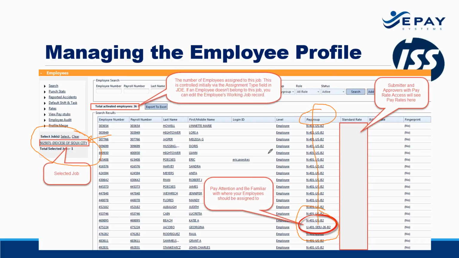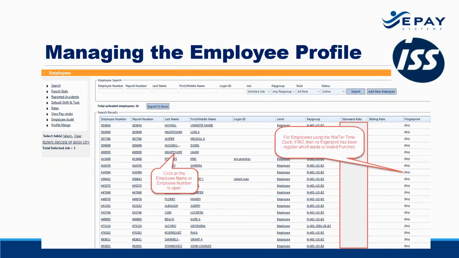So right here on this employee list, you have access to seeing all the employees' default pay groups. So you can quickly determine if that employee has the right pay group information. Once again, if they do not have the right information, then please enter a help desk ticket so we can help you correct that pay group immediately. So bottom line with that pay group discussion is just make sure that you pay attention and you're familiar with where your employees should be assigned.